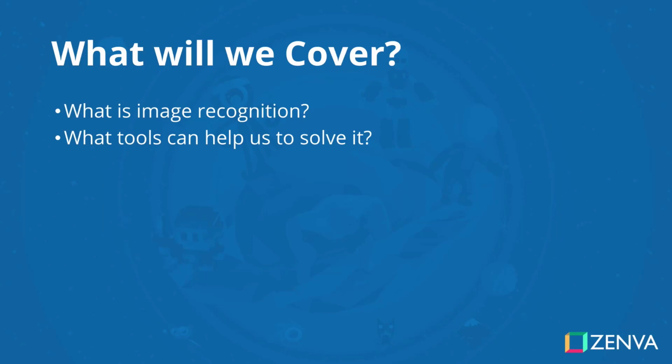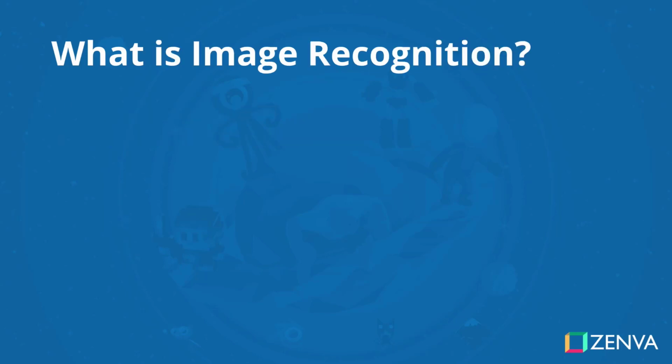After that, we'll talk about the tools specifically that machines use to help with image recognition. Specifically, we'll be looking at convolutional neural networks, but a bit more on that later. Let's get started with what is image recognition.